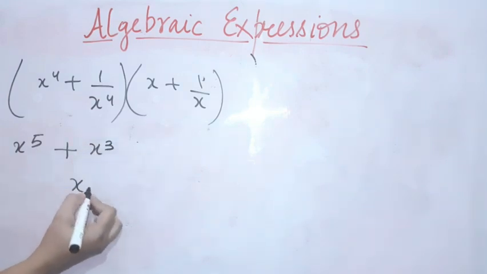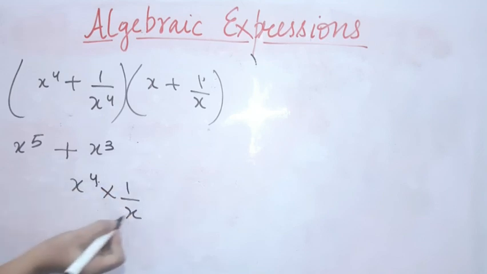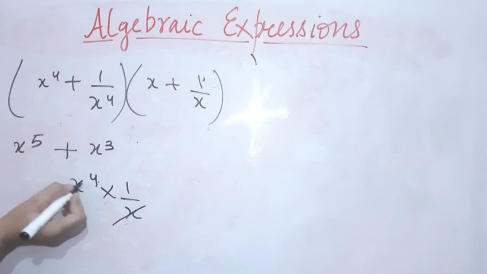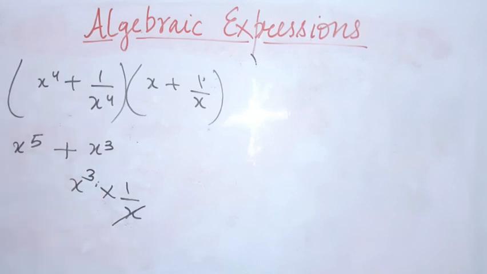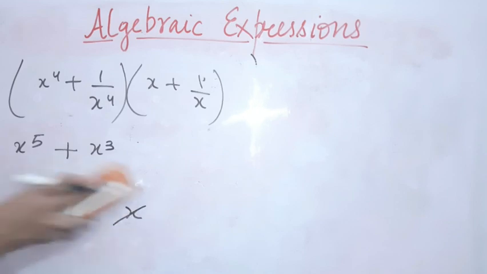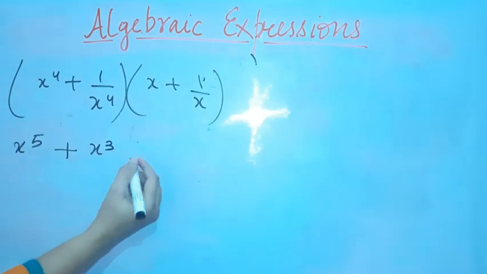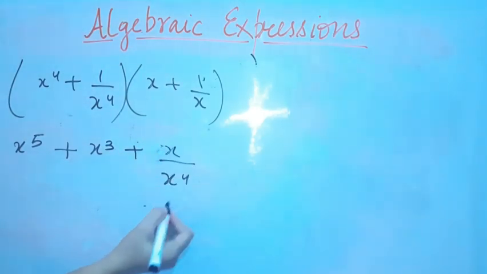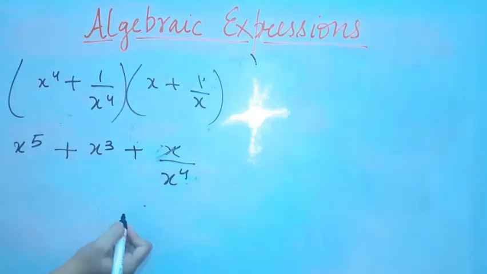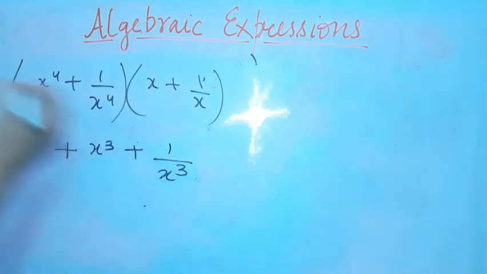I am showing you how I have solved this. x to the power of 4 multiplied by 1 upon x, and since it is x to the power of 4, if I am cancelling 1x from here, 1x will be cancelled from here, then it will become x to the power of 3, because in division the powers are subtracted. Moving on to the next step, 1 upon x to the power of 4 multiplied by x, so it will be like this, x upon x to the power of 4. Again this x will be cancelled, so in the denominator it will be 1 upon x to the power of 3.